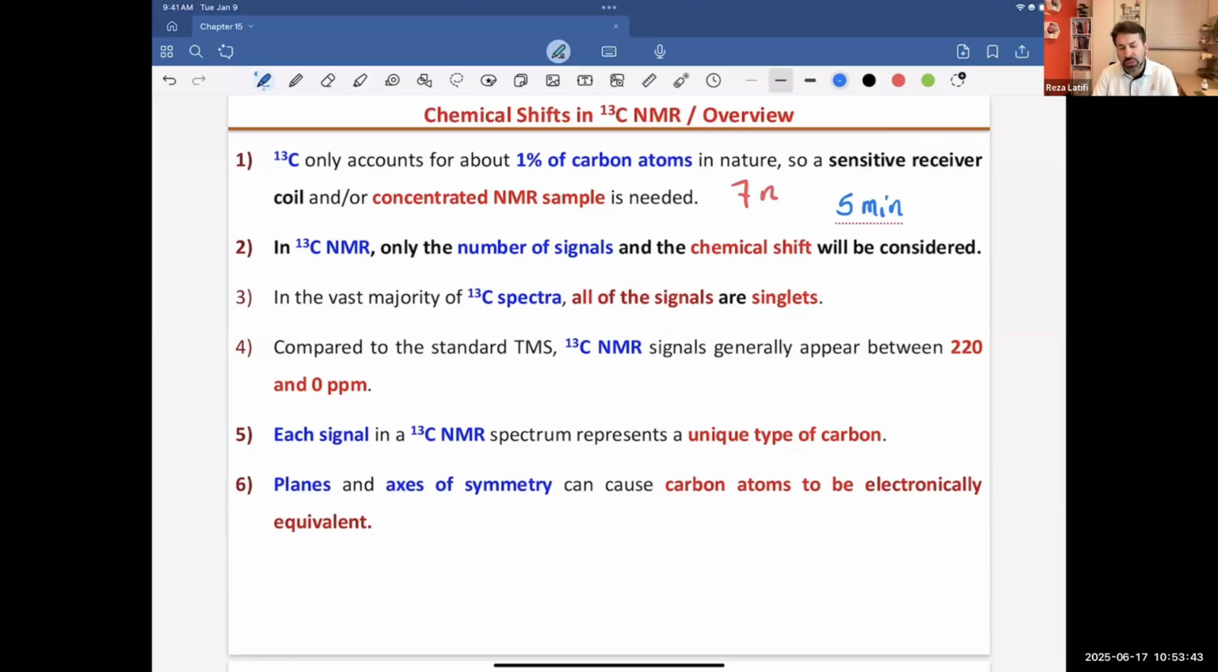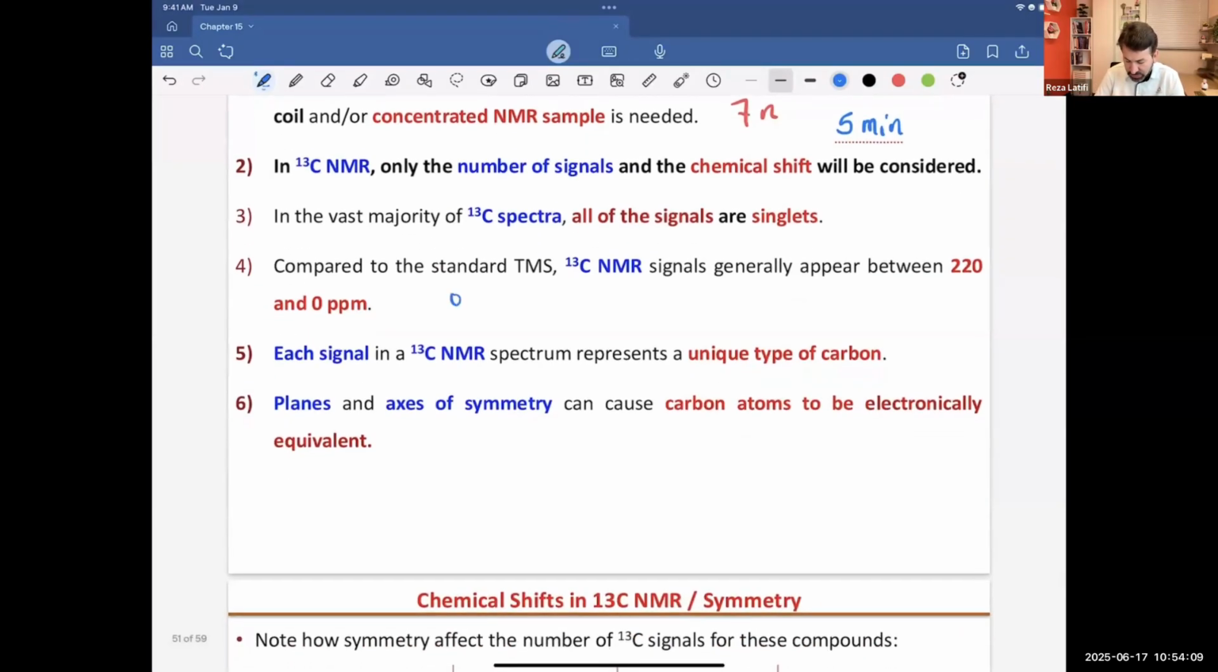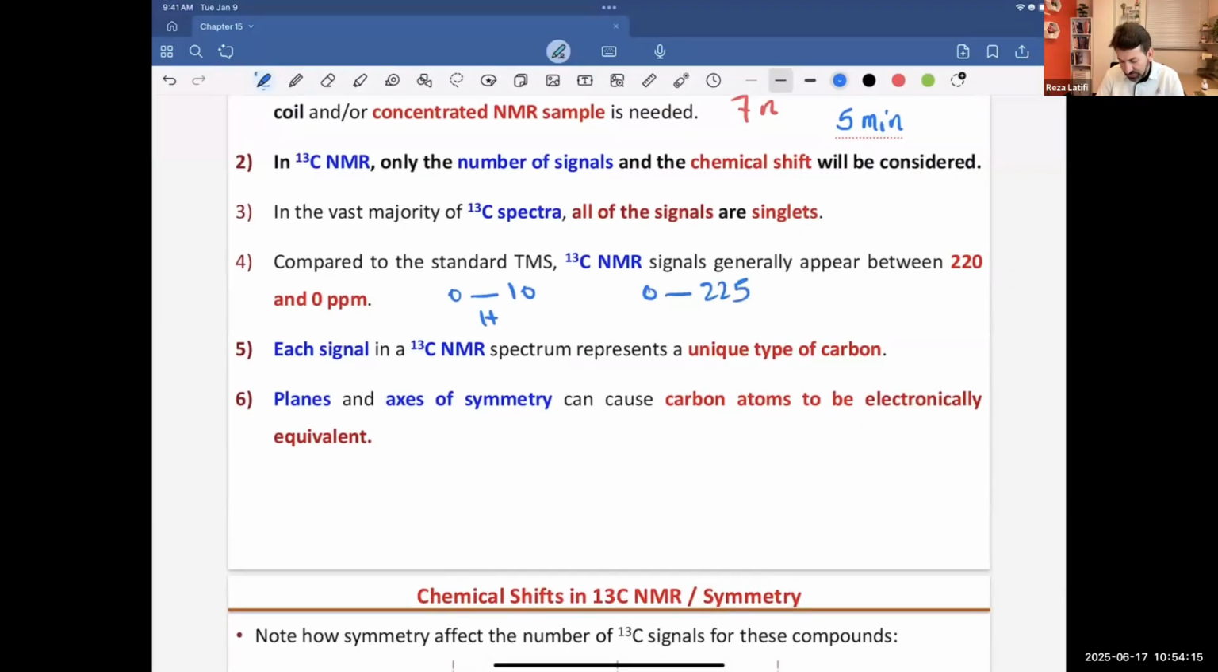In carbon NMR, the main thing that we care about is the number of signals that we see, because each signal represents a unique carbon, and we don't care about the splitting. In fact, we get rid of the splitting because the spectrum would be super complicated to handle. But it's possible to use it. It's not a wrong thing or impossible. For hydrogen NMR, we said the chemical shift range is 0 to 10, while for carbon it is 0 to 225.